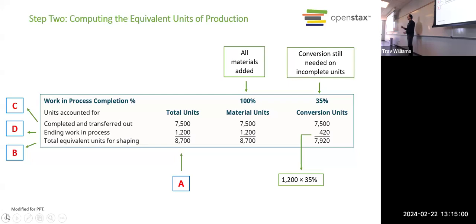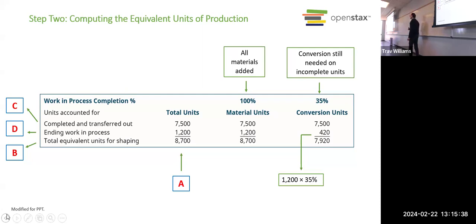Would it make sense to transfer to the next department some units that have not completely been converted? No. That department has to do all of its conversion before it transfers those units out, right? And so they have to be completely converted. If they're not completely converted, then they remain in work in process. So we have 1,200 units in this case that are still in process. And in this example, they are 35% converted.